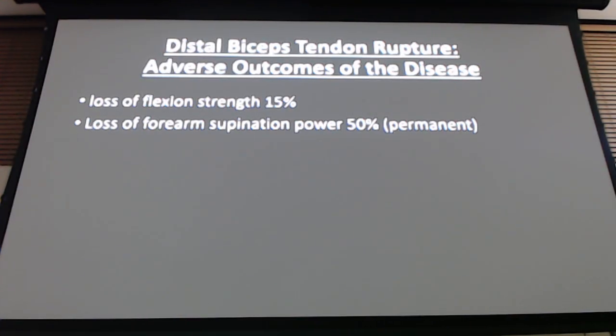Nope. Okay. So adverse outcomes of disease, you do nothing. Okay. Loss of flexion strength can be upwards of 15%. Not as big of a deal, right? But loss of forearm supination power, that's upwards of 50%, and that's permanent. Okay. So again, we tend to offer surgery to most patients, and we'll talk about that. Right. So treatment-wise, non-operative is really reserved for partial tears, right? You got the MRI, you can see that. Older patients, okay?